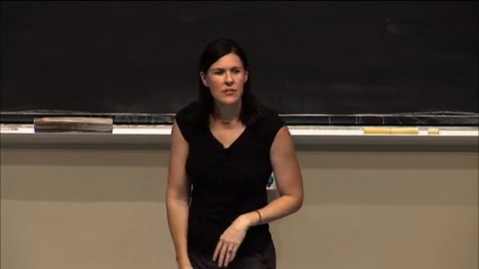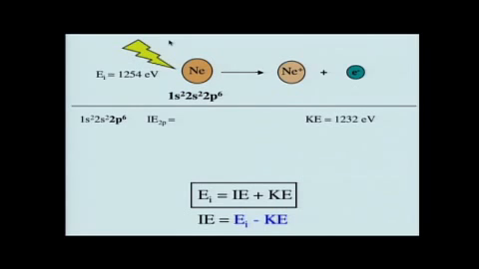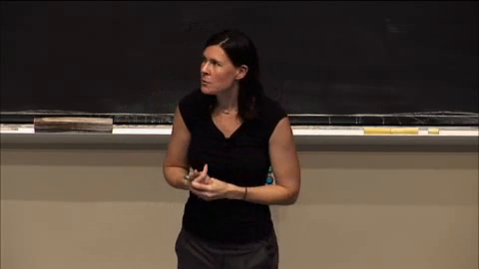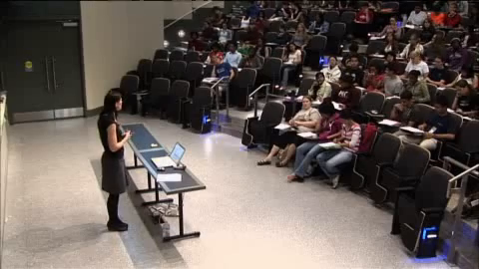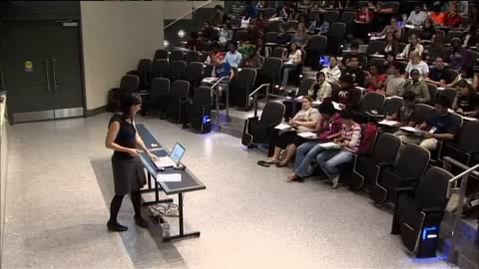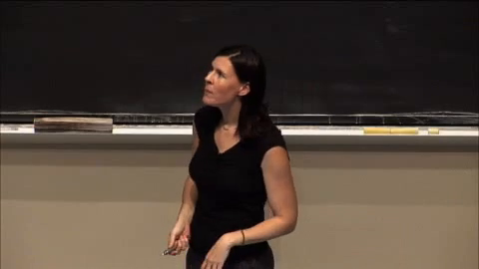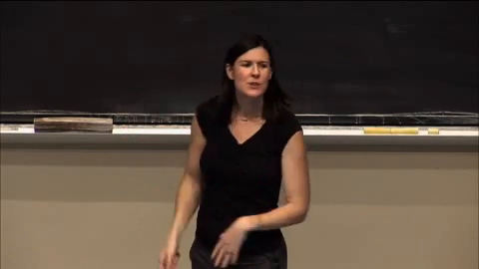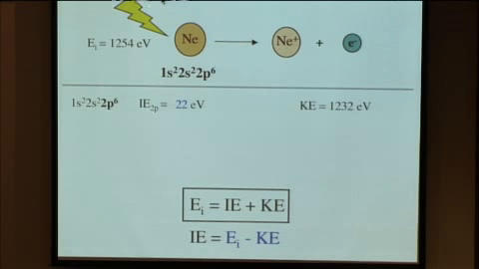And it turns out that the first kinetic energy that we would see, or the highest kinetic energy, would be 1232 electron volts. So if that's the case, doing a quick little calculation, what would the ionization energy be for a 2p electron in neon? Yep, 22. So basically all we did was take 1254, subtract 1232, and we got 22 electron volts.